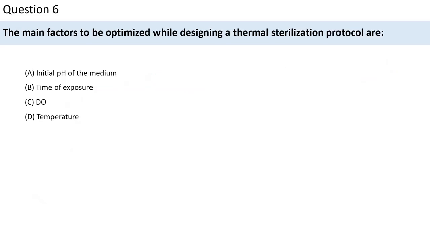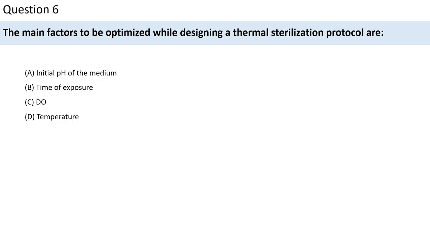Okay. Question 6. The main factors to be optimized while designing a thermal sterilization process are initial pH of the medium, time of exposure, DO, temperature. So, a thermal sterilization process. So, during autoclaving media, is the initial pH of the medium going to matter a lot?